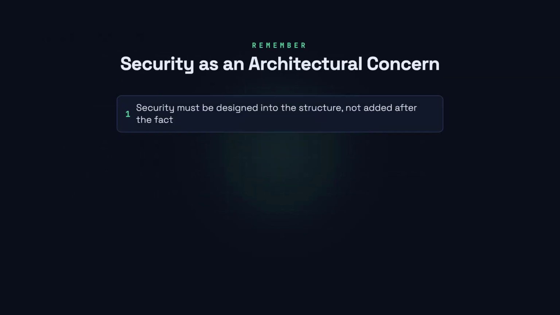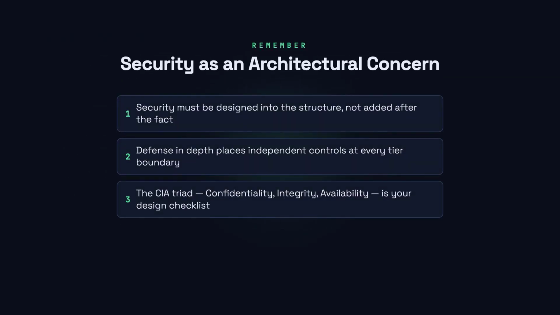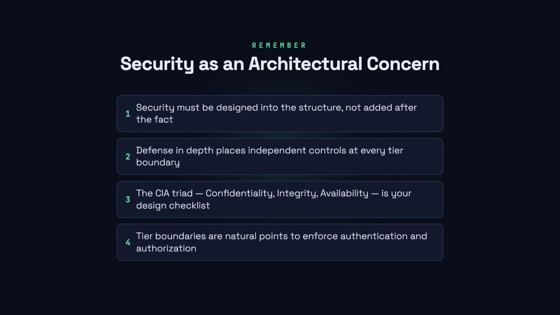Security is not a feature. It is a structural property of your system. When you place independent controls at every tier boundary, a single compromised layer does not mean total exposure. Use the CIA triad to ask the right questions early and treat each boundary between tiers as a deliberate enforcement point. The earlier these decisions are made, the less painful and more effective they will be.